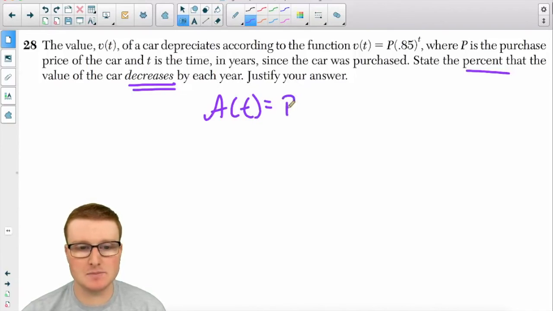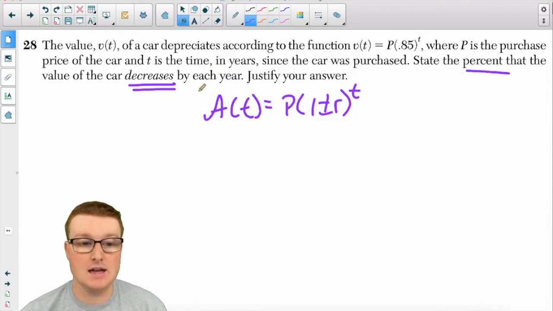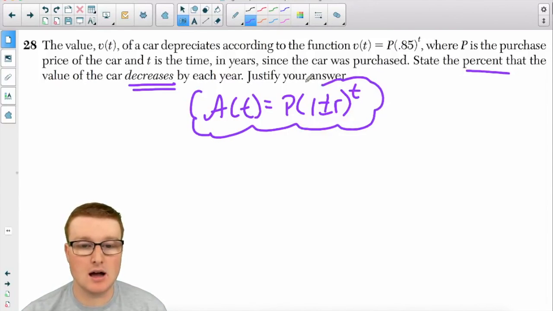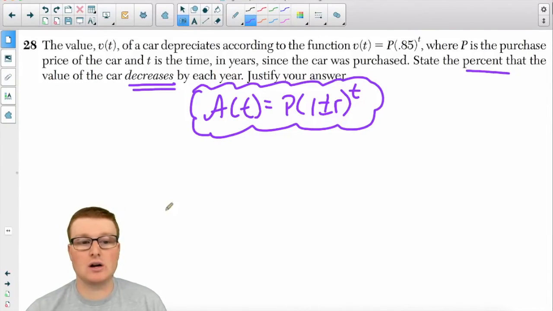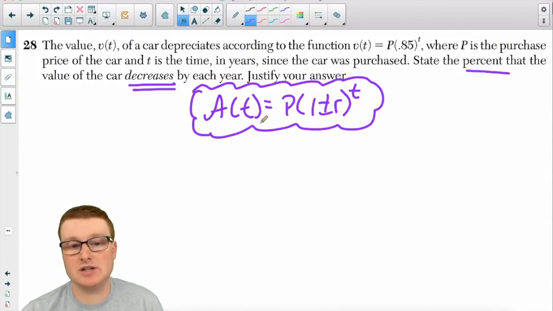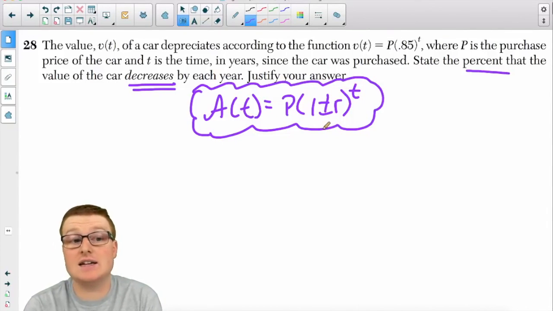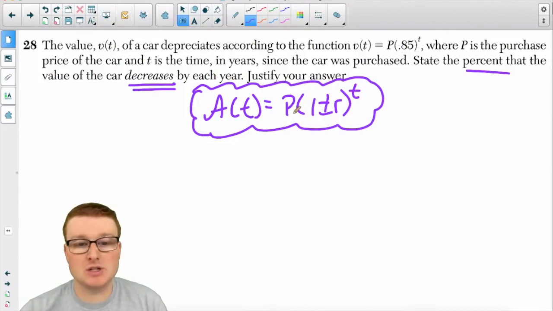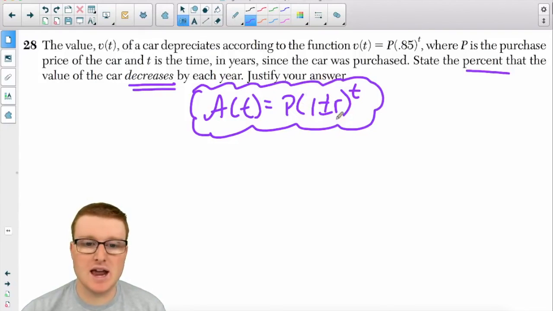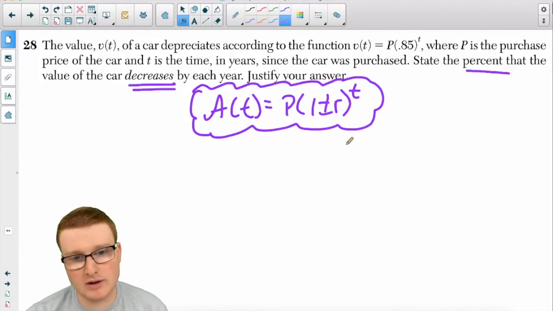A of t equals p times 1 plus or minus the rate raised to the t power. Okay? This is your increasing function or decreasing function in terms of appreciation and depreciation of things. So, we don't know what the principle is. We don't care what the principle is. We care about what that little bugger right there is. We care about the r.